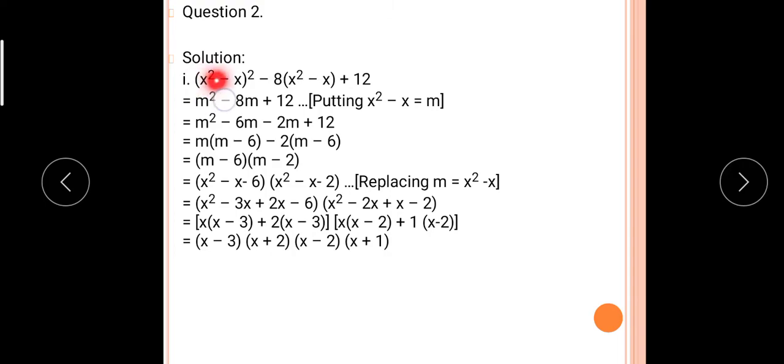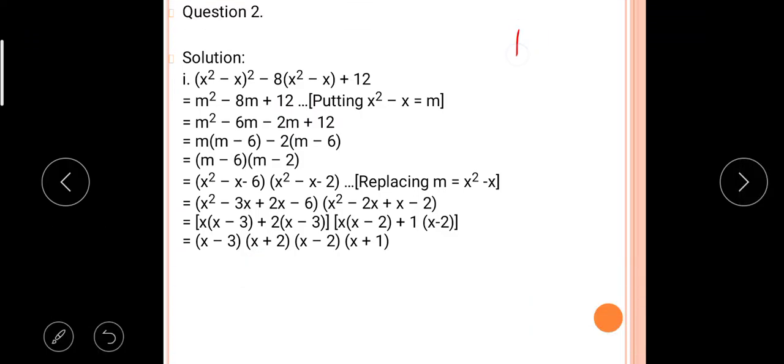So for that purpose, what you can do is substitute x square minus x equal to m. What will you get? You will get m square minus 8m plus 12. After that, factorize the 12 in such a way that the factors' sum should be minus 8 and the multiplication should be 12.